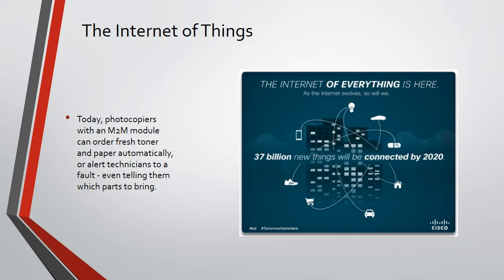We allow people and companies to interact in new and almost unimaginable ways, and over 100 million vending machines, vehicles, smoke alarms, and other devices are already sharing information automatically today. 37 billion new things will be connected by 2020.